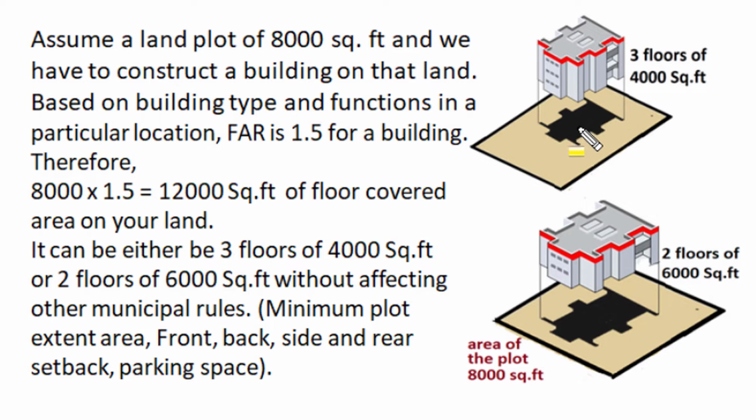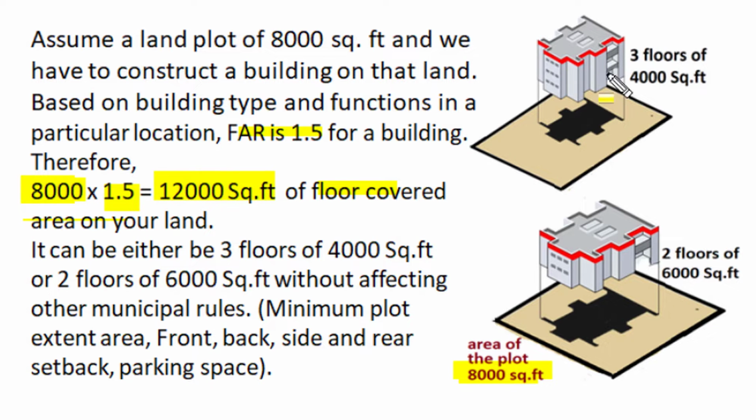FAR can decide ground coverage on any land plot or height or number of floors in a building. Assume we got a land plot of 8,000 square feet and we have to construct a building on that land, and based on type of building, whether it is residential, commercial or industrial functioning in that particular area, the FAR is 1.5. So in a plot of 8,000 square feet, the total floor area covered by construction could be 1.5 times of plot land area, and it is 12,000 square feet.